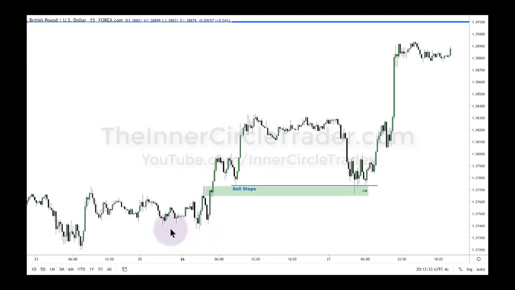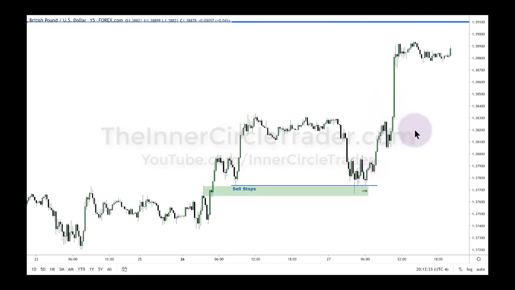This low took out this swing low. This low took out this swing low. This low took out this swing low. Each time, there's a dynamic rally higher. This swing low was taken out by this swing low, and it rallies higher. This swing low is taken out by that swing low. Not by much, but it's all it takes. And then it starts to move higher.